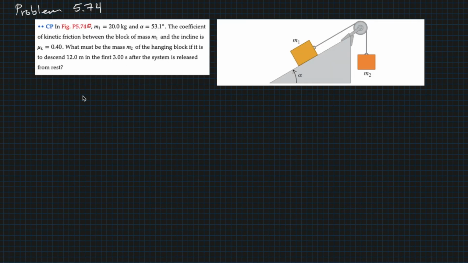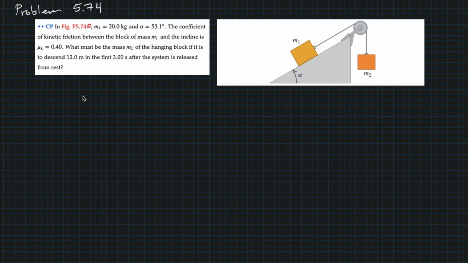All right, second to last problem. We have problem 74. So getting a little bit more complicated here. We got two blocks this time, mass 1 and mass 2. Mass 1 is 20 kilograms. Mass 1's on a ramp that's angled at 53.1 degrees. And the coefficient of kinetic friction between mass 1 and the ramp is 0.4.